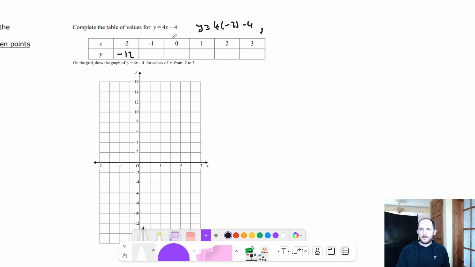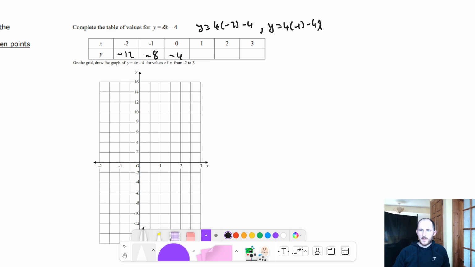And then you do the same thing for minus 1, right? y is equal to 4 times minus 1, minus 4, which is, whoopsies, which is minus 8. And then 0 would be minus 4. Now that seems a bit tedious. However, there is a trick I can show you.